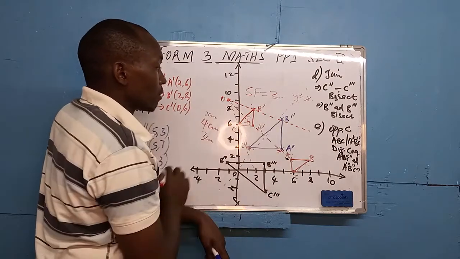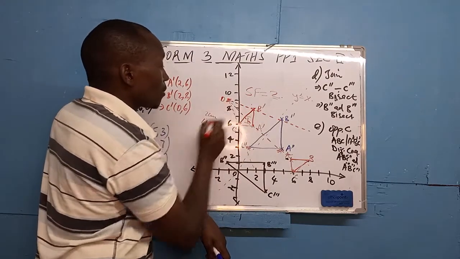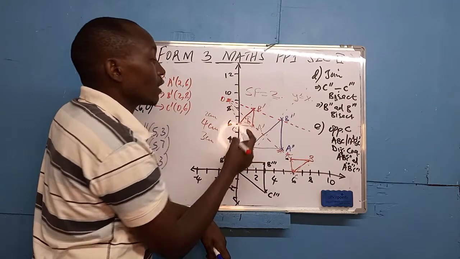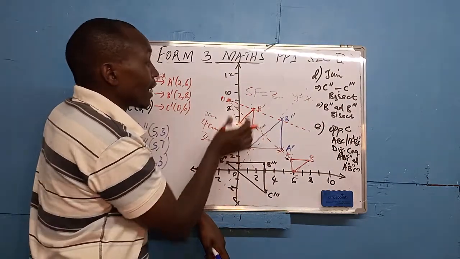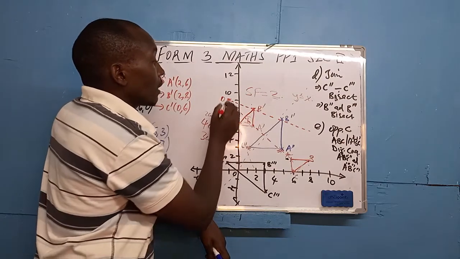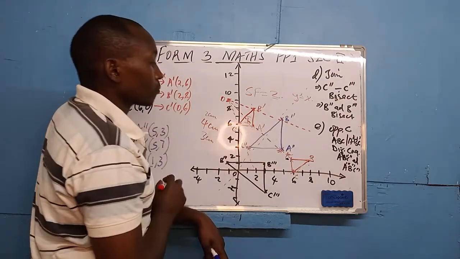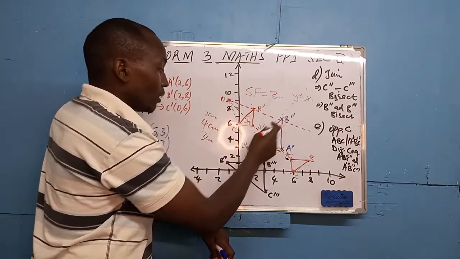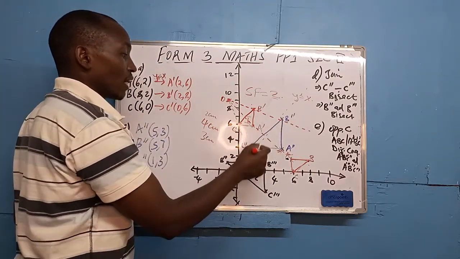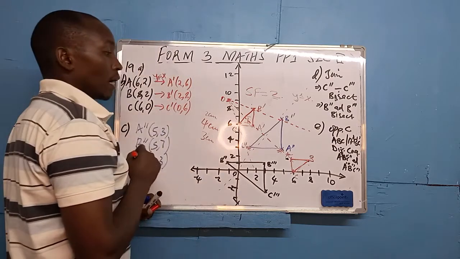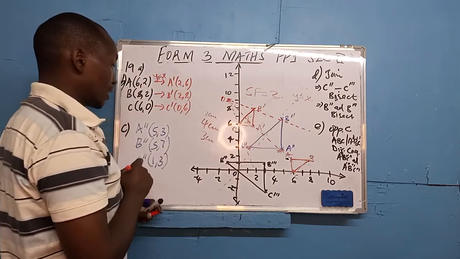I'll do the same with B. I measure from the center of enlargement to where B is. Then I multiply that distance by 2. Then after I do that, I extend my pair of compasses and mark the points. Once I do that, I join the points. And that is how I ended up with the triangle A double prime, B double prime, C double prime.